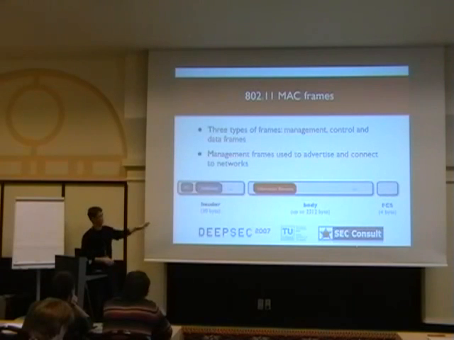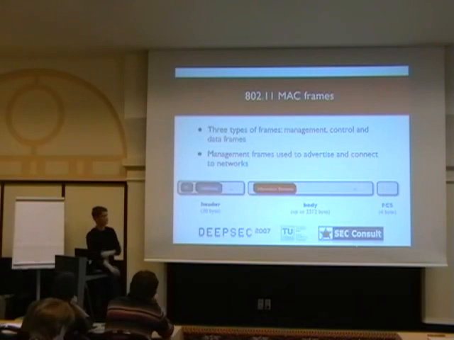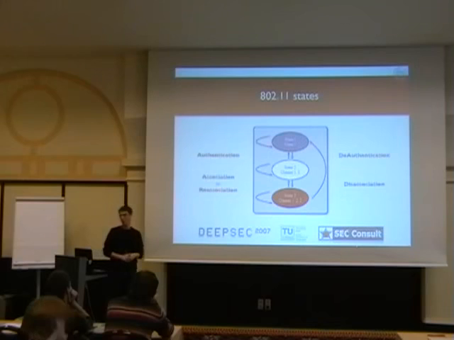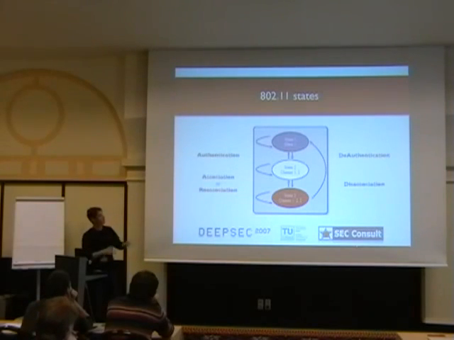We have multiple addresses, I will get to that in just a second, and inside the body we have so-called information elements that carry information about wireless networks, and I will deal with that in a second as well. So here we have what is called the wireless states. We have three different states, which basically divides the types of packets that might be sent over a network.